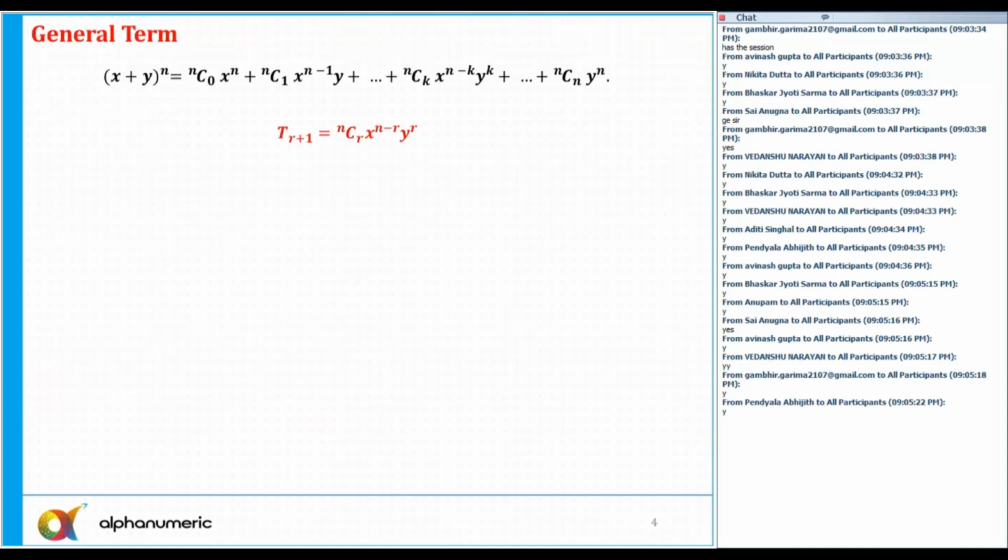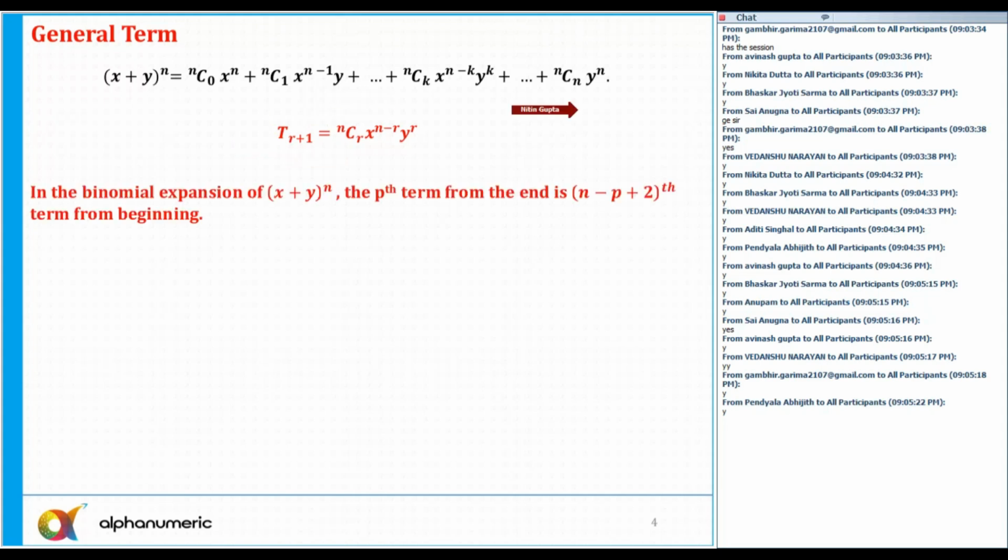Now, the general term. In general, the general term, which I say is the (r plus 1)th term, is always equal to nCr into x raised to power n minus r into y raised to power r. So this is the general term. For example, for the first term, r is equal to 0, so I'll say that is nC0. For the second term, put r equal to 1, so I'll get nC1, and so on here.